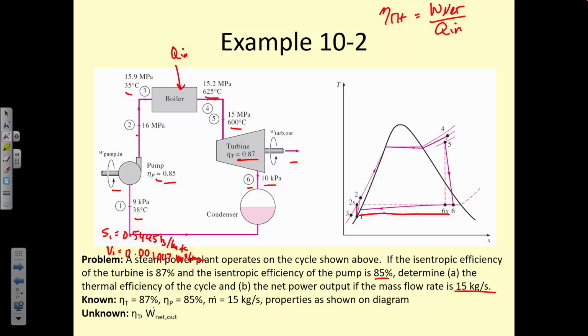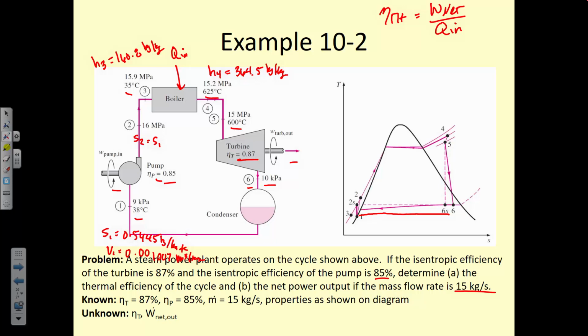State 2 is isentropic, so we know that S2 is equal to S1. State 3, we're given 15.9 megapascals and 35 degrees C. We can also look up everything at that state. So H3 is 160.8 kilojoules per kilogram. Similarly, coming out of the boiler is fully specified, so we can look up H4 at superheated state, which is 364.5 kilojoules per kilogram.